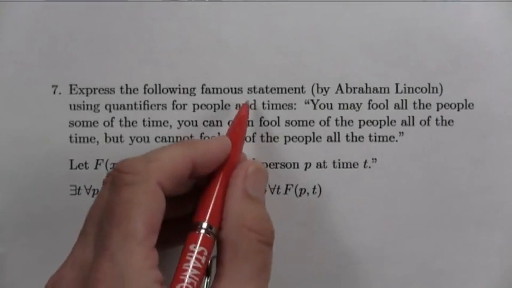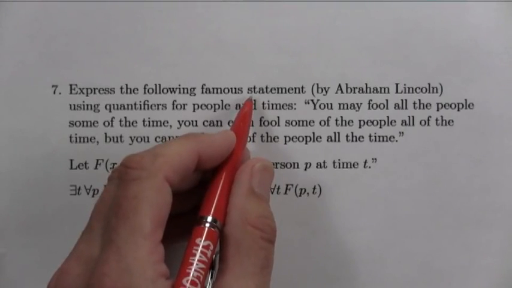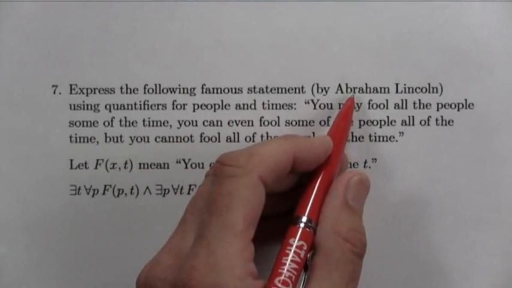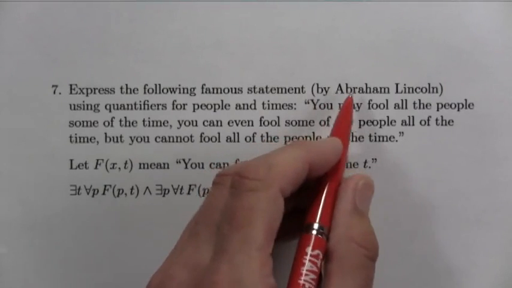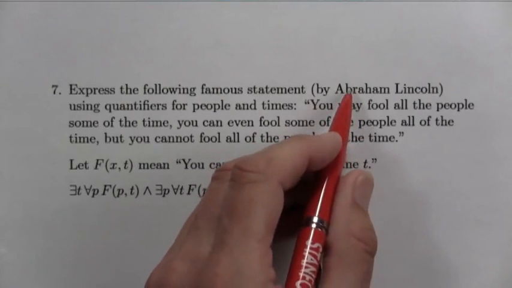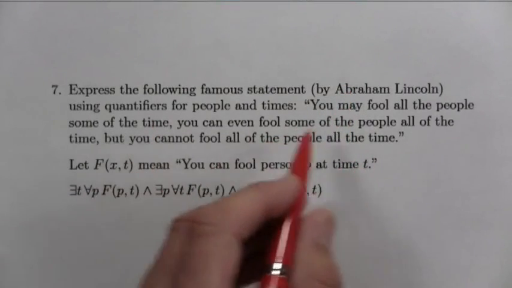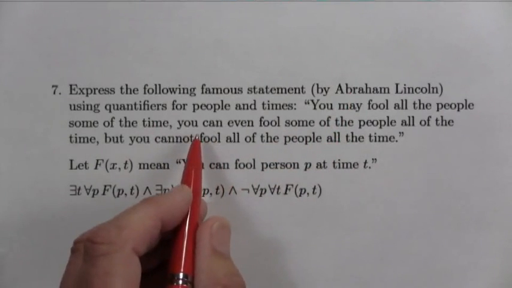Okay, and number 7 is this famous quotation, which is allegedly made by Abraham Lincoln. Actually, there's some dispute on websites as to who was supposed to have said this, but it's commonly and popularly ascribed to Abraham Lincoln. For our purposes, it doesn't really matter who said it. The issue is, can we make it precise within mathematical language?